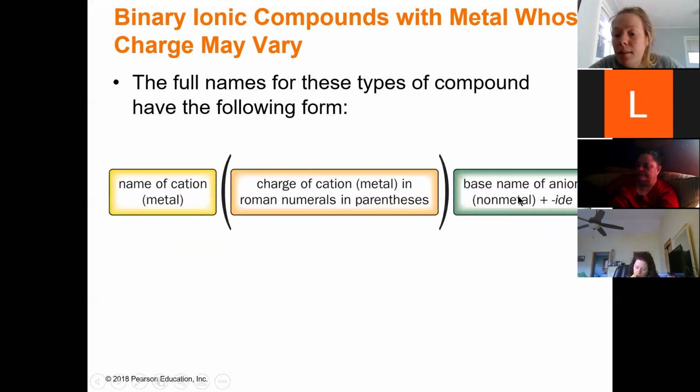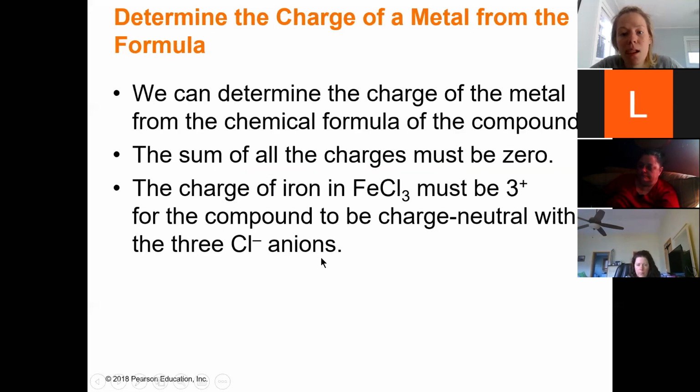So when naming, the system is very similar to the last one, but we just add the Roman numerals. So you say the name of the cation, which is the metal, so list the metal. In parentheses, put the charge of the metal, take the base name of the anion, and ide it. All right, so it's the exact same, except there's a Roman numeral in it. So let's look at FeCl3.